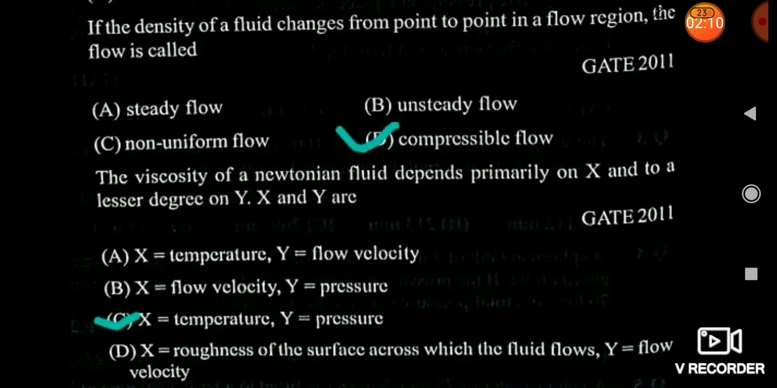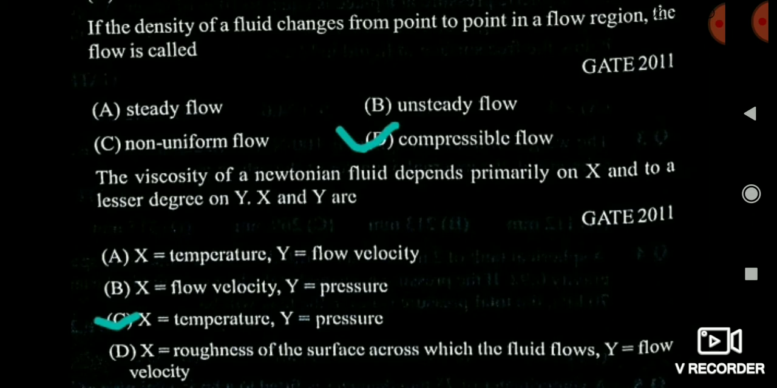Now you can see the question asked in the 2011 paper. First you see the second part, the viscosity question. I am reading: the viscosity of a Newtonian fluid depends primarily on x and to a lesser degree on y, meaning mostly dependent on x and less dependent on y. You have seen in the previous slide that it is mostly dependent on temperature and less dependent or independent of pressure, so x is temperature and y is pressure. So option C is the correct answer.